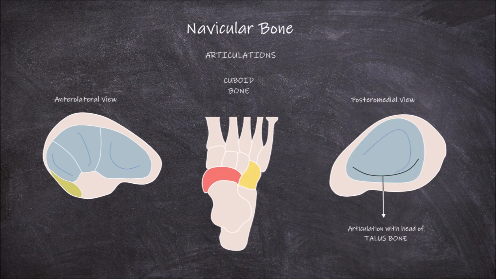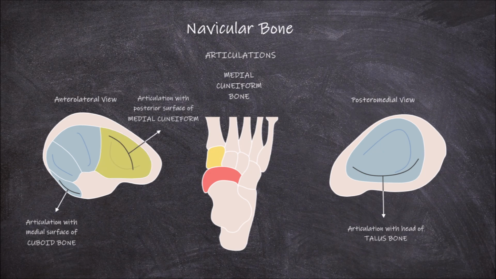The facet on the lateral surface of this bone articulates with a small facet on the medial surface of the cuboid bone. The third articulation is with the medial cuneiform bone. The medial facet on the anterior surface of this bone articulates with a facet on the posterior surface of the medial cuneiform bone. The fourth articulation is with the intermediate cuneiform bone.